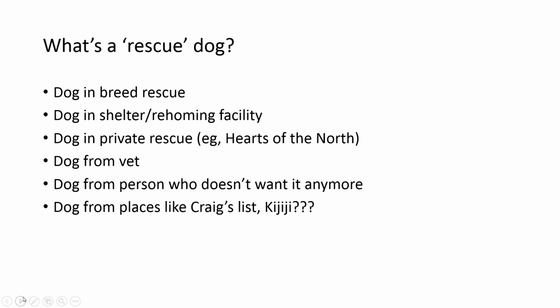I think we should ask, what's a rescue dog? That could be a dog in breed rescue, and one of the dogs in the picture there that you saw, the female on the right, came from a breed rescue. Could be a dog in a shelter or a rehoming facility. The other two dogs came from shelters or rehoming facilities. Could be a dog in a private rescue that specializes in specific types of dogs or specific situations or specific types of rehab. And one of the Canadian ones that's been in the news lately is Hearts of the North.